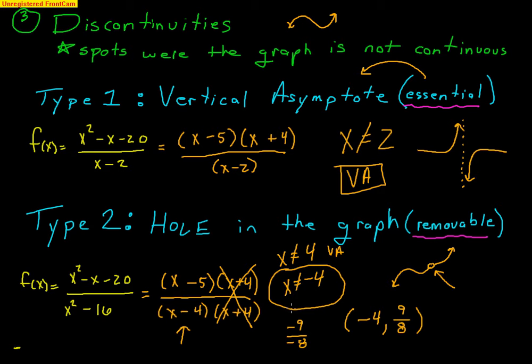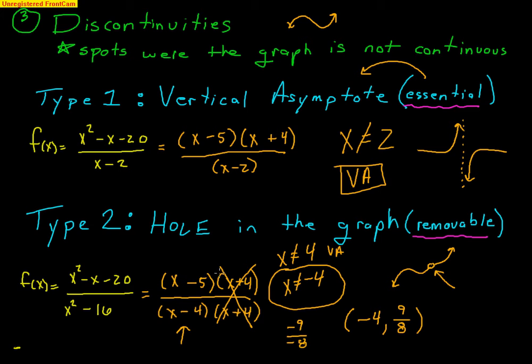So let's recap this real quick because it's a little bit confusing. And I want it to make sense. There's two types of discontinuities. The first type is an essential discontinuity. These are vertical asymptotes. These are numbers that make only the bottom 0. So they are essential to only the bottom. They only make the denominator 0.